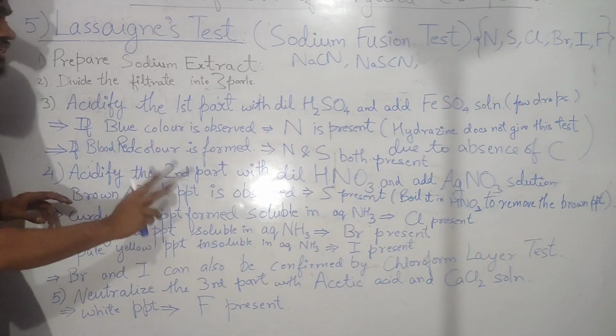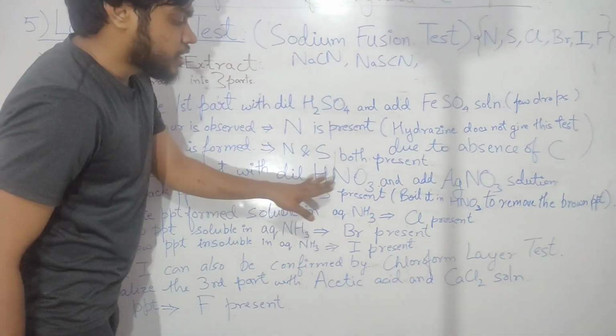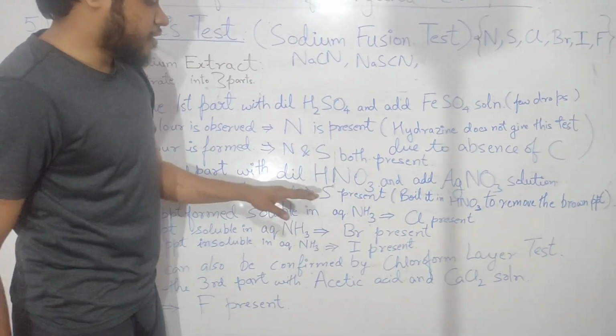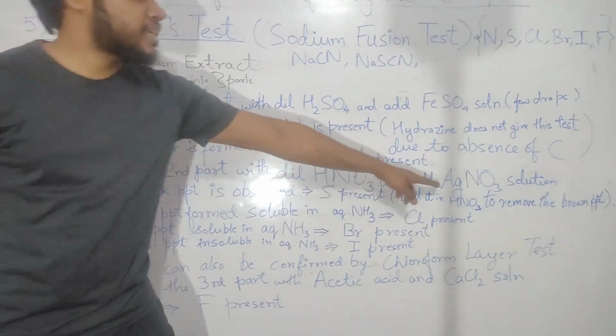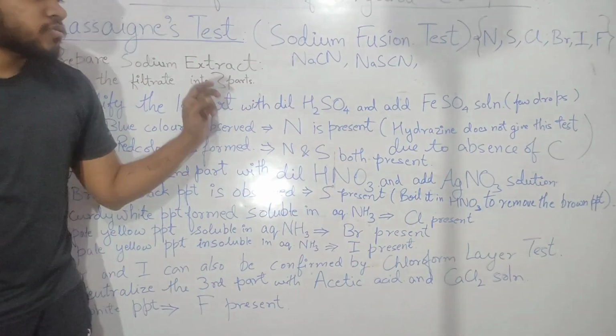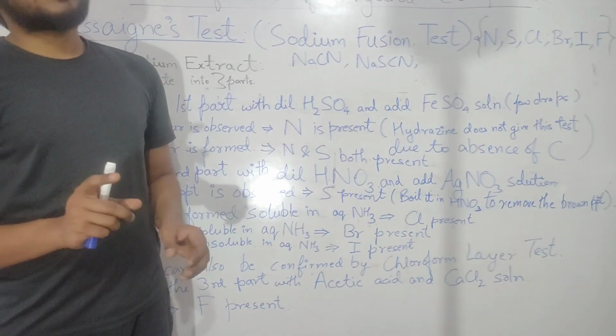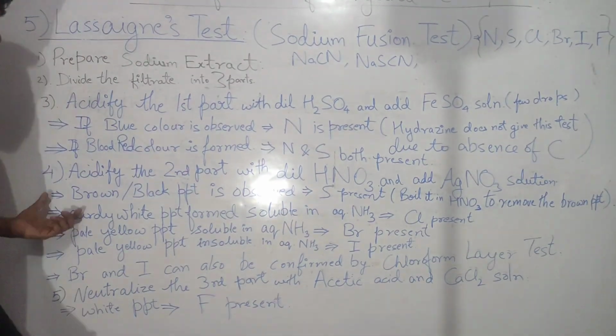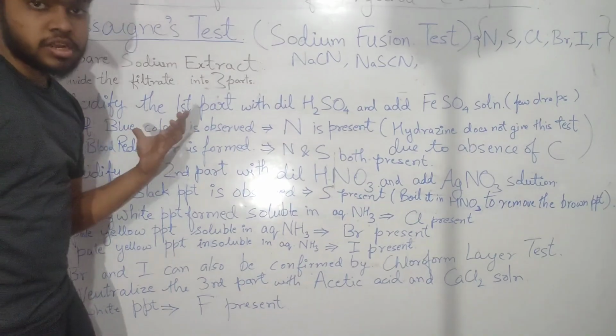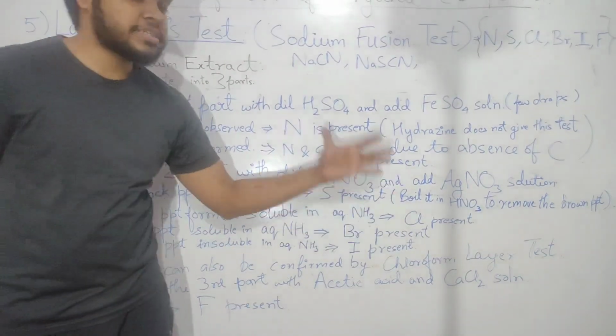Now we have to acidify the second part with dilute nitric acid and then add silver nitrate solution. So after adding silver nitrate solution, a precipitate may be formed. If the precipitate is brown or black in color, it means sulfur is present.